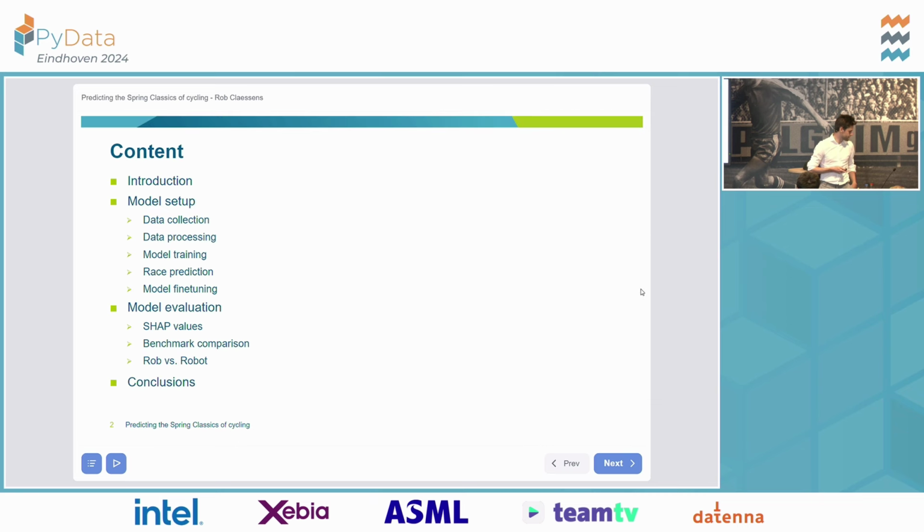Wait, now this could work. Yeah, so this is the content. I hope it's more or less readable. A quick introduction, then the setup of my model and how I trained it, an evaluation of the model and some conclusions.